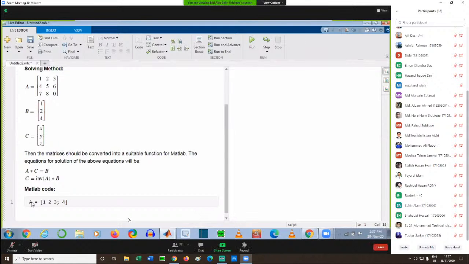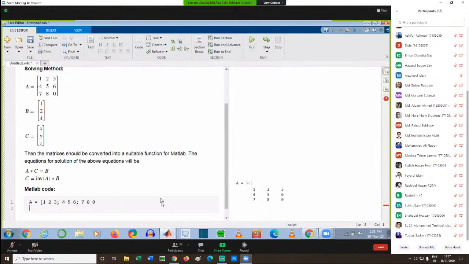Then 4, 5, 6, semicolon, then 7, 8, and 0. So you already know this semicolon. Yeah, you can put a semicolon if you want, and if you don't put semicolon, it doesn't matter. That is 0. Okay. You can run this if you want. Here is the run option. So you got the result. So that is the A matrix, a 3 by 3 matrix. So that is our first code.